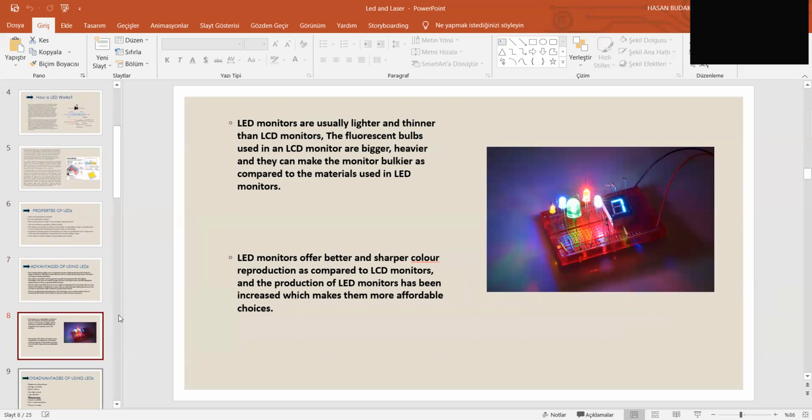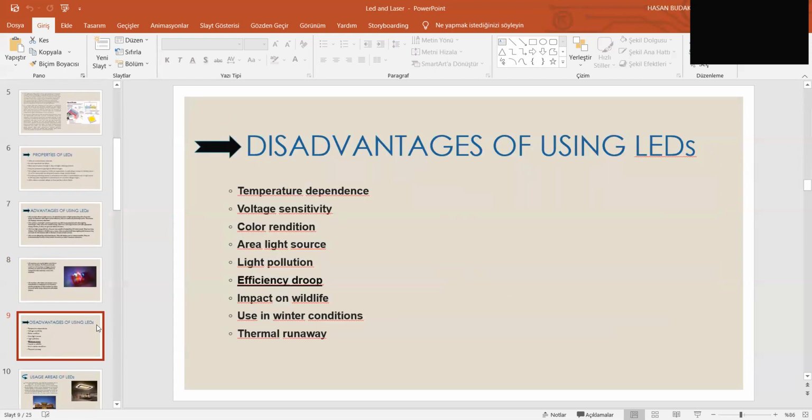LED monitors are usually lighter and thinner than LCD monitors. The fluorescent bulbs used in an LCD monitor are bigger, heavier, and they can make the monitor bulkier as compared to the materials used in LED monitors. LED monitors offer better and sharper color reproduction as compared to LCD monitors, and the production of LED monitors has been increased, which makes them a more affordable choice.